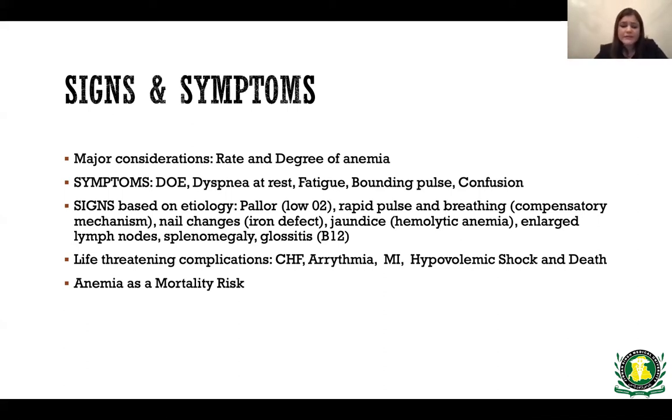Anemia as a mortality risk is one thing that I would like to talk about. If patients have already existing comorbidities, that's when we consider anemia as a mortality risk, because that is a symptom that worsens the prognosis of a person who already has bad comorbidities.